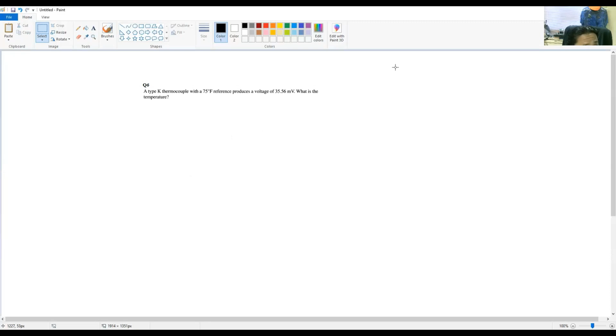For this one we have a table, so maybe we can refer to the table for the type K thermocouple. The reference temperature must be converted into Celsius. You can see this one is in Fahrenheit, so you have to convert it into Celsius. You can check the books or notes on how to convert from Fahrenheit to Celsius.